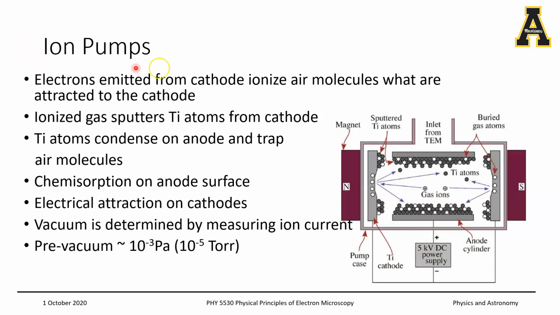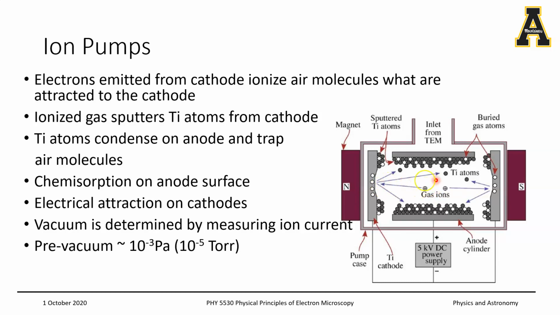Now, the ion pumps are great because, as I said, there's no vibration and no oil involved here. It's basically an electrochemical process going on, as a result of which the pressure in your chamber is going down, and the ion current itself gives you an idea of what kind of vacuum you have. So if you have a higher current, that means your vacuum is pretty good. Actually, it's the other way around. If you have low current, then your vacuum is good.